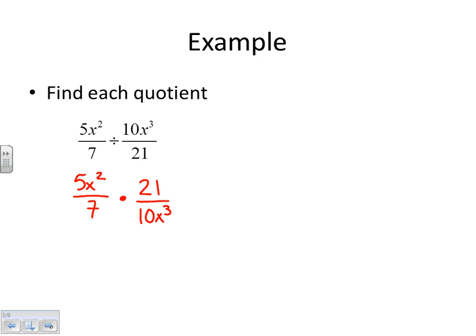And now, just like we had with fractions, we can actually cross-simplify as well. So we're going to cross-simplify here. 7 and 21 cross-simplify to 1, and 7 can go into 21 3 times. And we've also got this 5x squared and 10x cubed. Well, 5x squared can go into 10x cubed 1 time here, and this leaves 2x. And then we just multiply straight across, and we have 3 over 2x. And that's it.